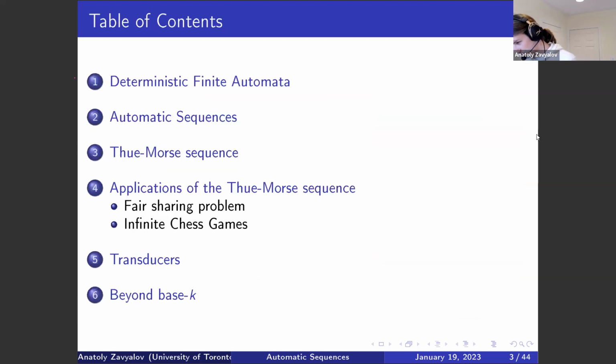So the structure of this talk, I'm going to generally introduce the area of automata theory. I'm going to define what deterministic finite automata are. I'm going to define automatic sequences, and then we're going to look at some examples of applications of automata theory and automatic sequences, and a very special automatic sequence called the Thue-Morse sequence, and some applications of that, as well as transducers, which are a way of obtaining more automatic sequences from ones you already have. And we're also going to discuss what happens when you go beyond the standard way of representing numbers in base K or in binary, for example.